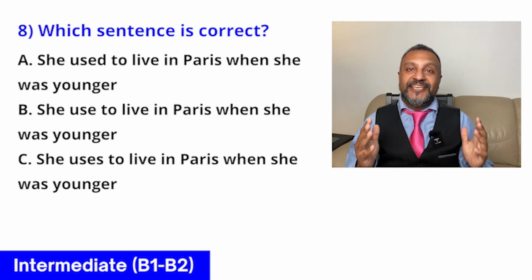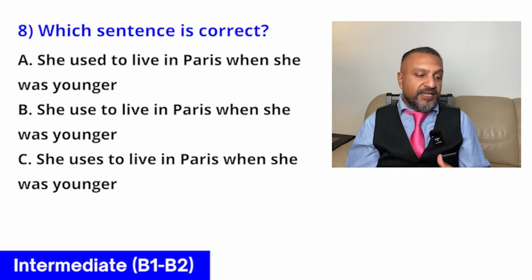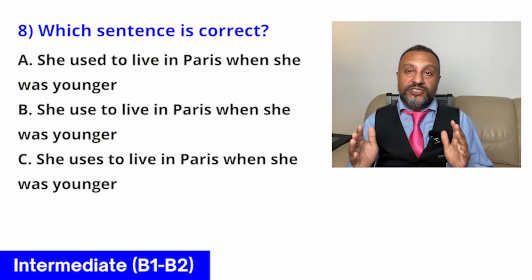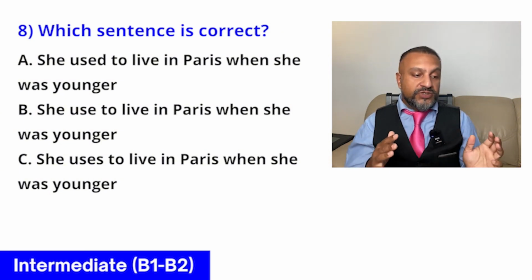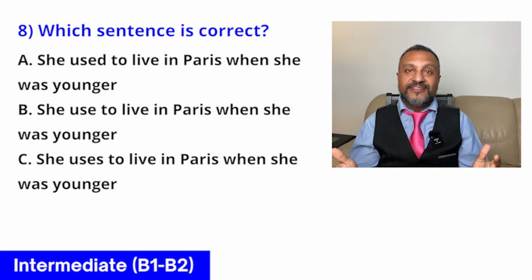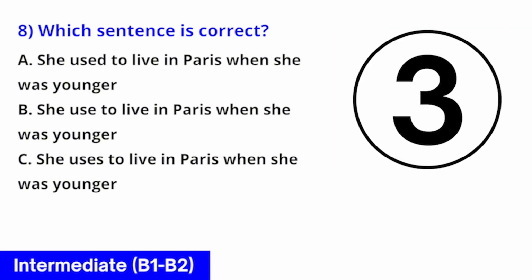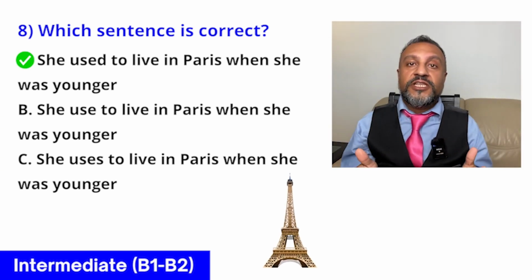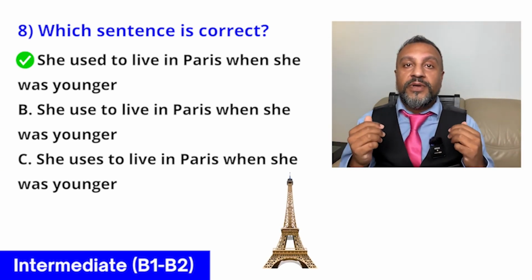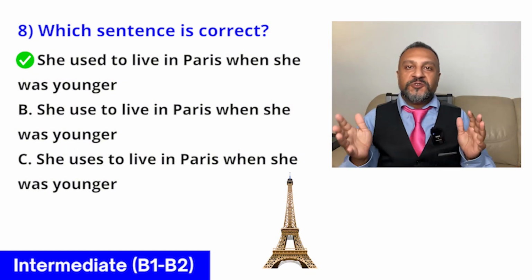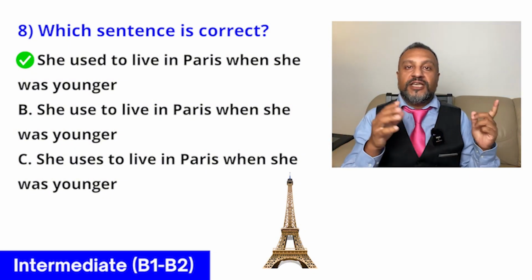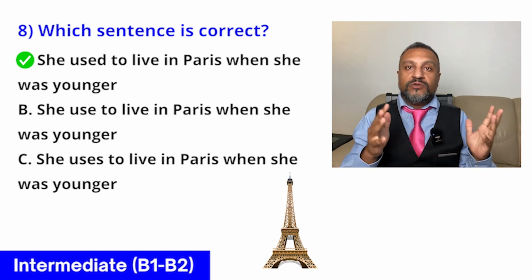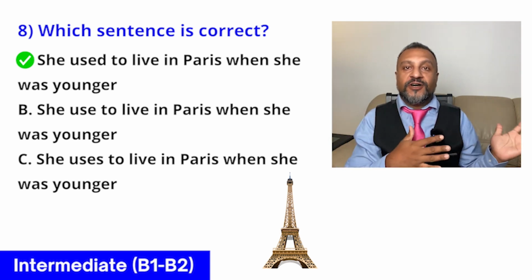Which sentence is correct? She used to live in Paris when she was younger. She used to live in Paris when she was younger. She uses to live in Paris when she was younger. The correct answer is she used to live in Paris when she was younger, but why? We use used to when we are talking about the past, something that was true in the past, or something that we did regularly in the past.